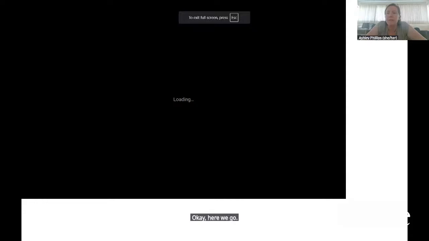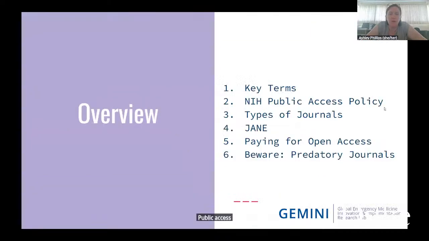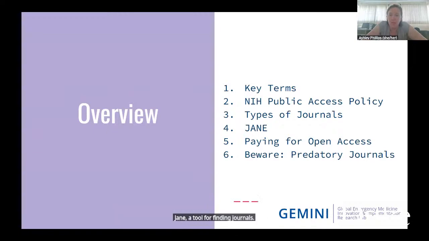So, as I said, I'll refer to that. I'll link to that as well, but not spend much time on the NIH public access policy. So I'm going to talk about some vocabulary, key terms, a little bit on the NIH public access policy, as I mentioned, different types of journals, which is interesting because that's sort of changing very rapidly in the last few years. Jane, a tool for finding journals, a little bit about open access payments, and then a touch on predatory journals.